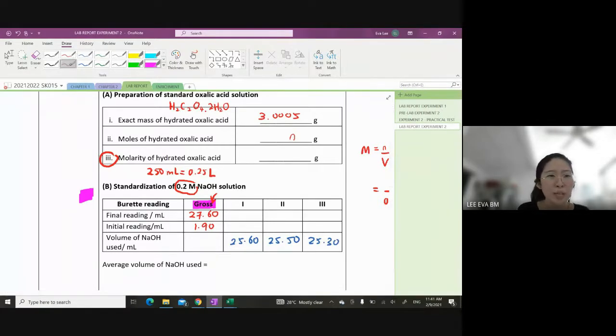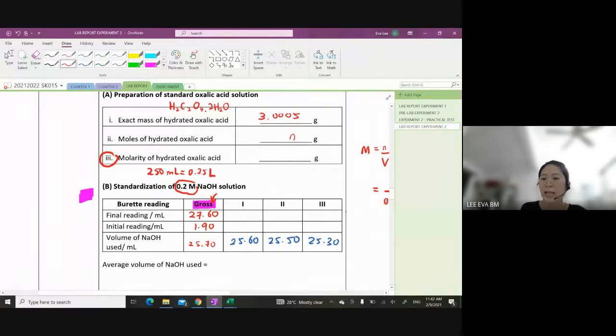So for this case, from the video just now, it recorded the initial reading as 1.90. And after you transfer the solution and get the pale pink solution, you get your final reading, 27.60. So you need to find the difference, to see how much volume of NaOH we used. You calculate over here and you get 25.70. Remember, everything inside the table, 2 decimal points.